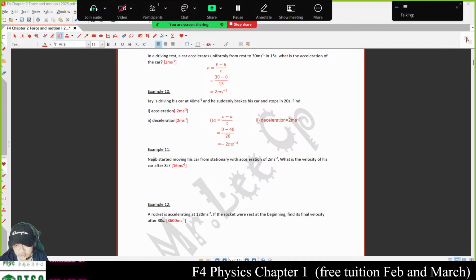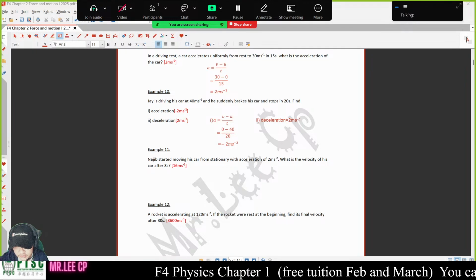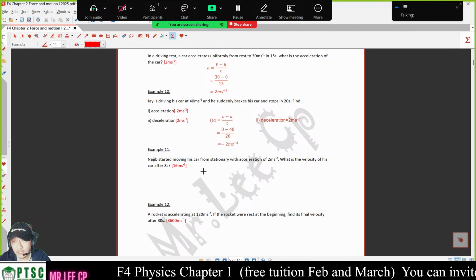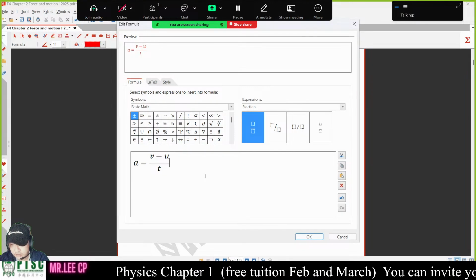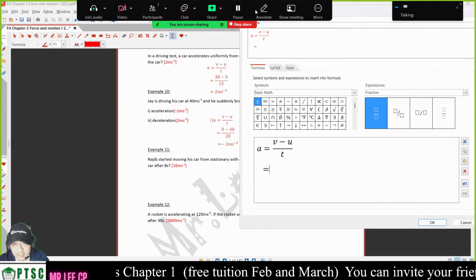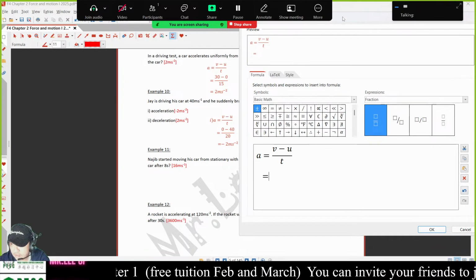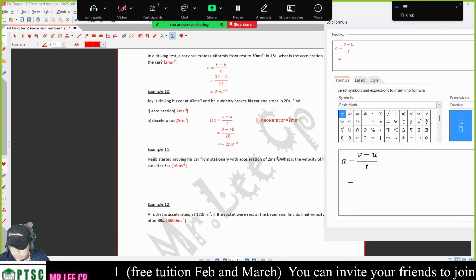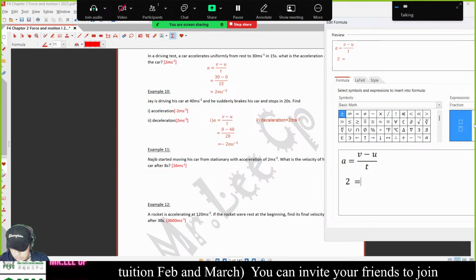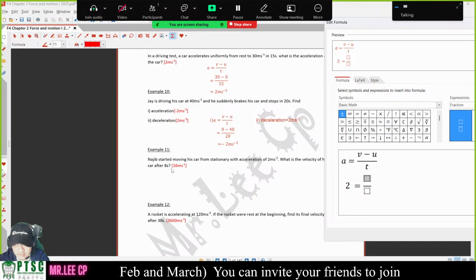So Najib moves his car from stationary with the acceleration of 2. What is the velocity after 8 seconds? So how to do it? a is equal to v minus u over t. I don't know v. a is 2. Acceleration, you look at the unit, m s negative 2. Final velocity after 8 seconds.